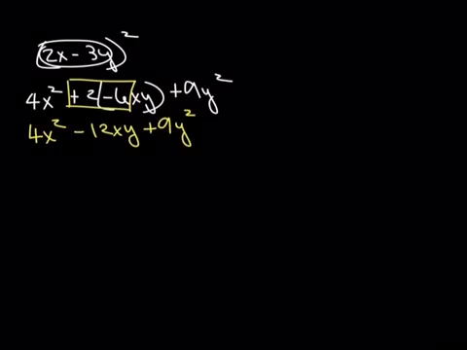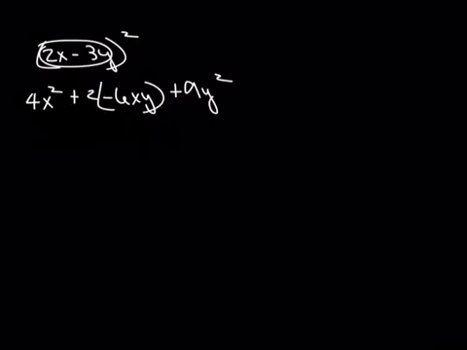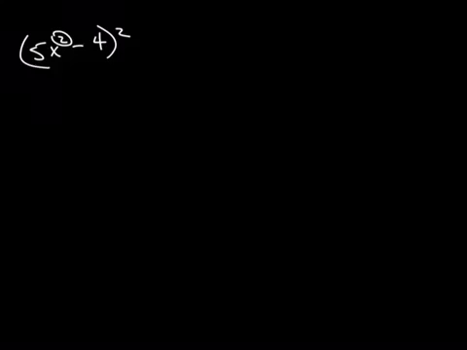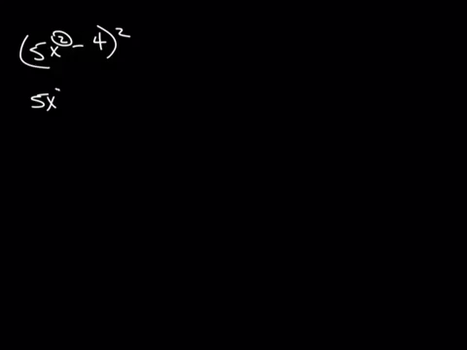All right, let's look at one more here. And this is the last one of the examples, top of page 362. And it has 5x squared minus 4 quantity squared. Okay, first term squared. Okay, so if I'm squaring that, let me show it written here. 5x squared. We square the first term, which means 25x to the fourth, right? Square the second term.